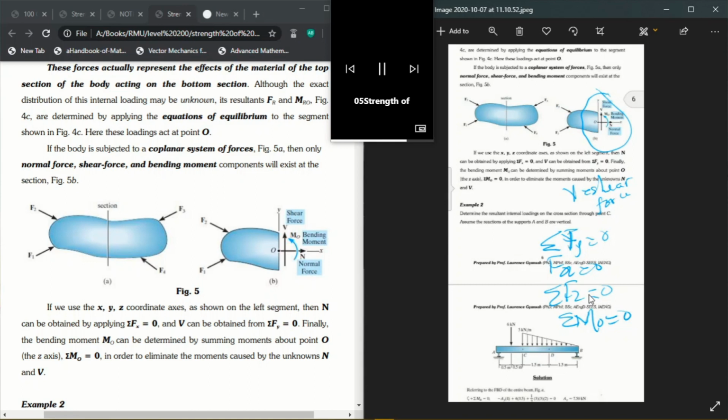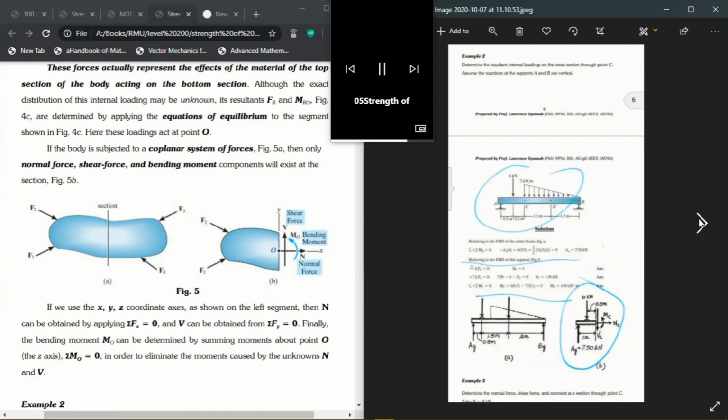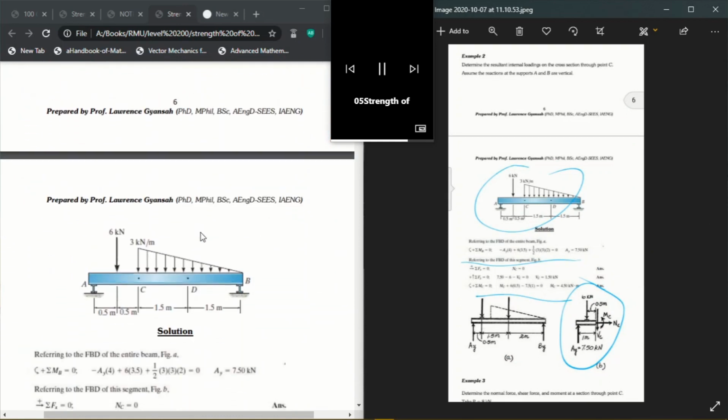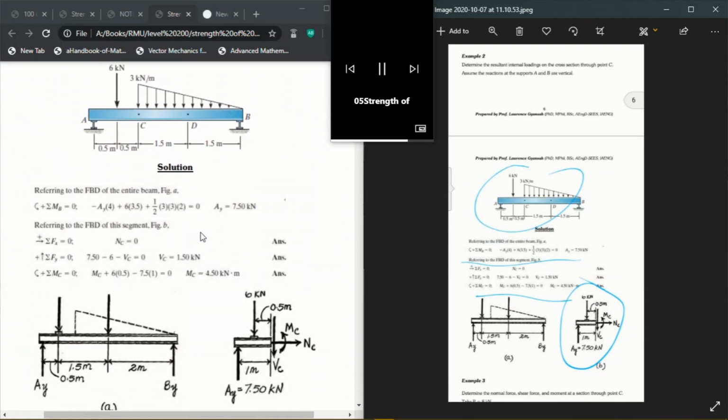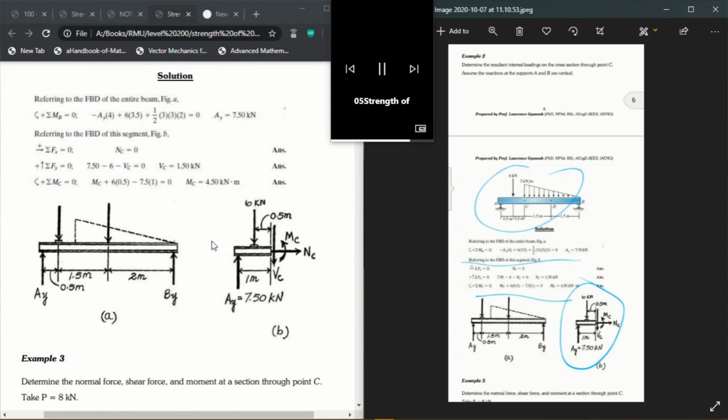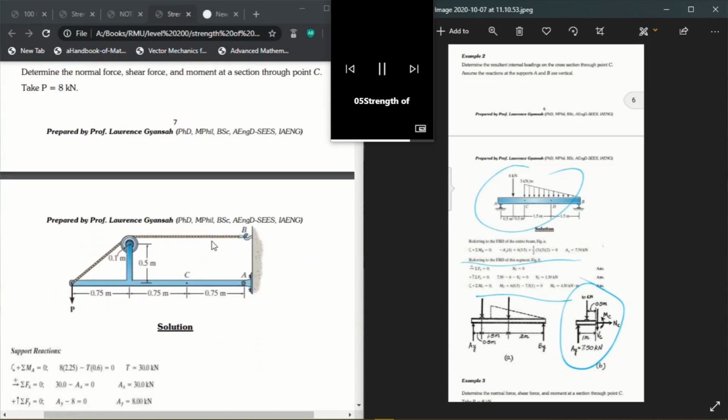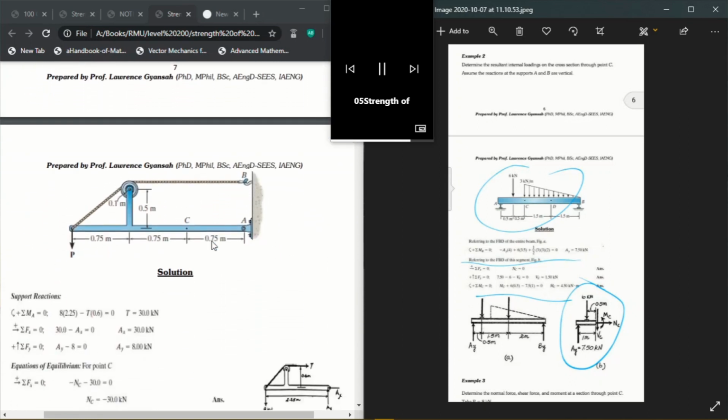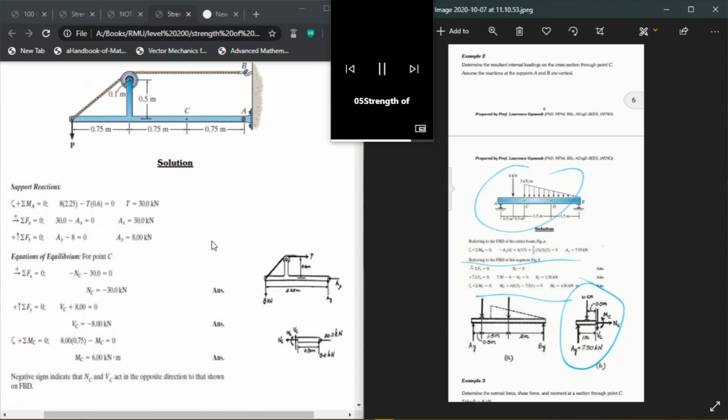So you could see Example 2. I will not get time to go through Example 2 with you, but Example 2 is on page 6, and the solution is there, and that is for tutorials. It is up to you to read. If you don't understand anything, you can ask questions about it. You can also look at Example 3 of the lecture material. Example 3 in the lecture material also illustrates how to calculate the internal resultant loadings. It's very, very important.